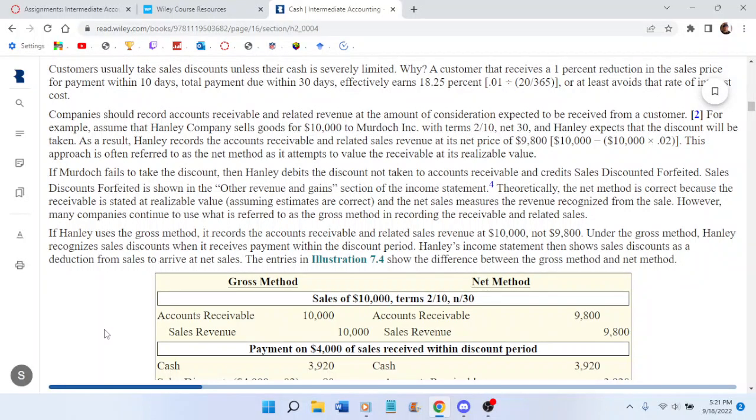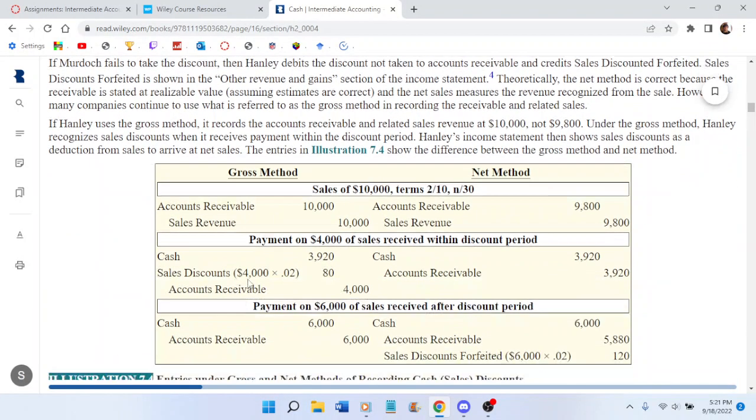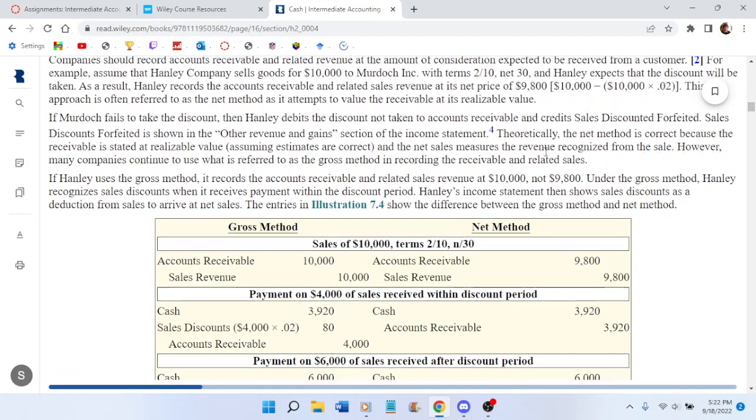Okay, so this approach is often referred to as the net method, as it attempts to value the receivable at its realizable value. If the customer fails to take the discount, Hanley debits the discount not taken to accounts receivable and credits sales discounts forfeited. What? That doesn't make grammatical sense. Yes, sales discounts forfeited. I think that's a mistake. Anyways.